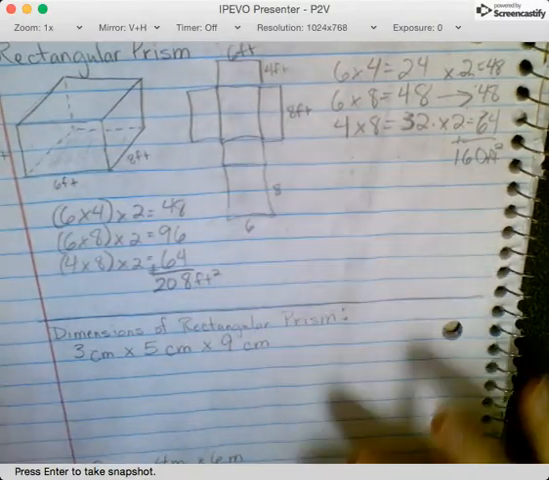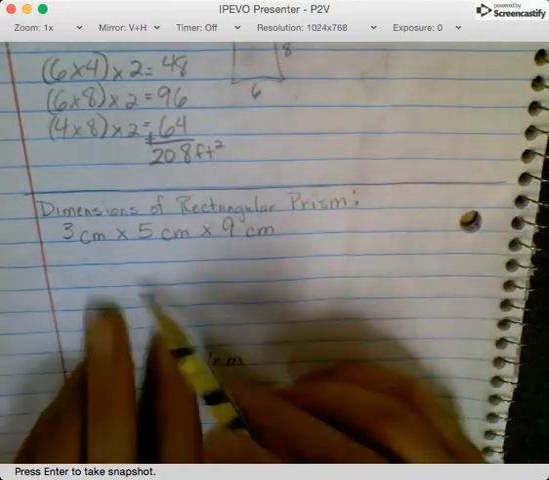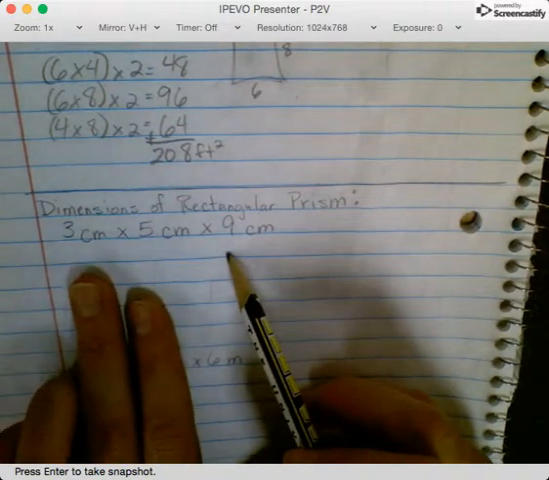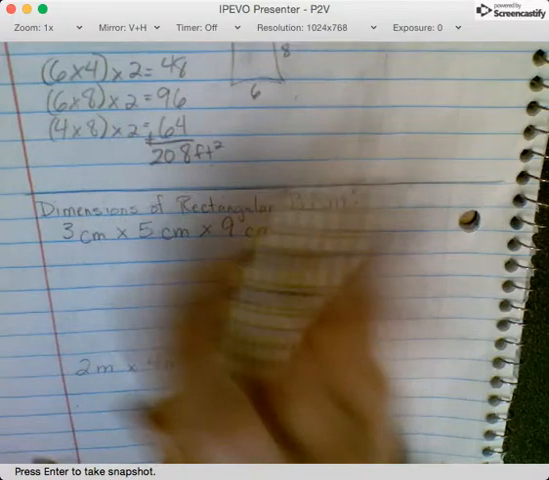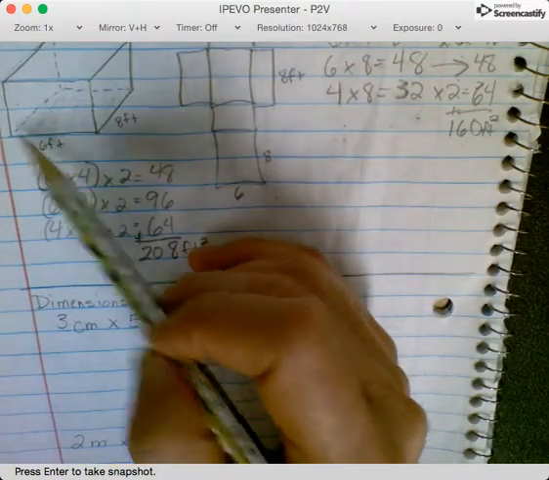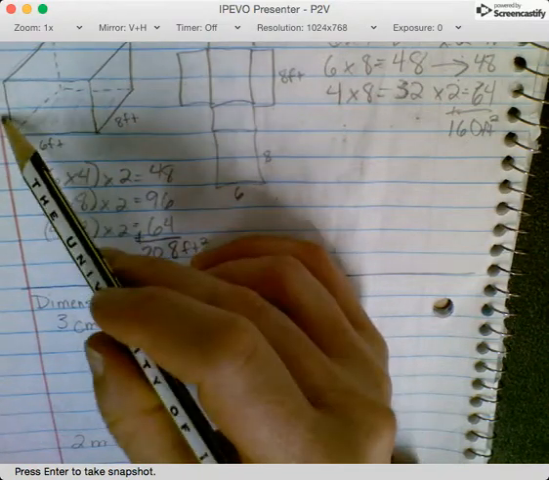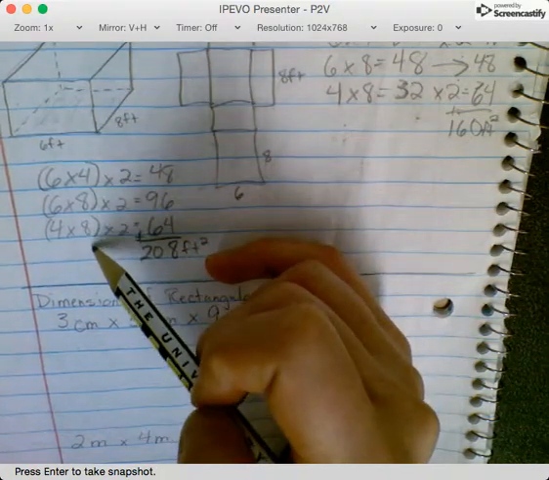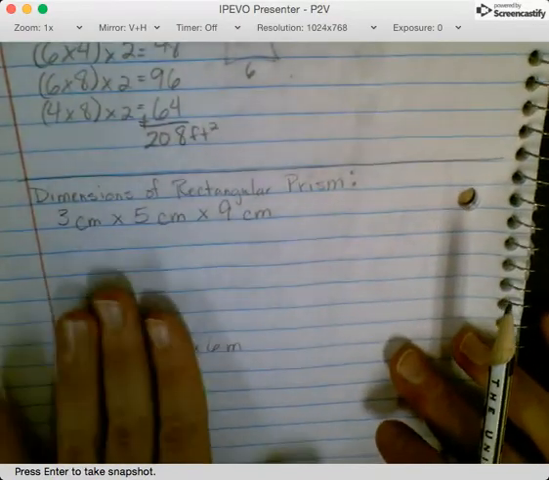Now, how does that apply to these other ones? Well, if I look at it, I have the dimensions here. I have 3 dimensions. I match my 6 with my 4, and I match my 6 with my 8. And then I haven't matched my 4 and my 8, so I match those 2. So that would get me every single side. So that's what we're going to do here.